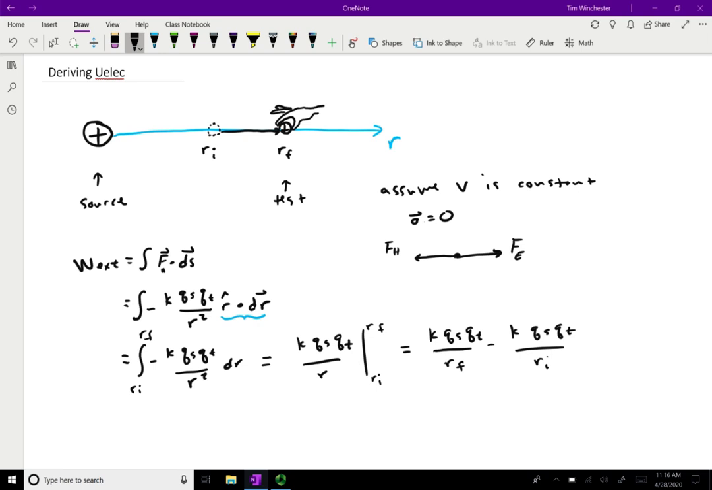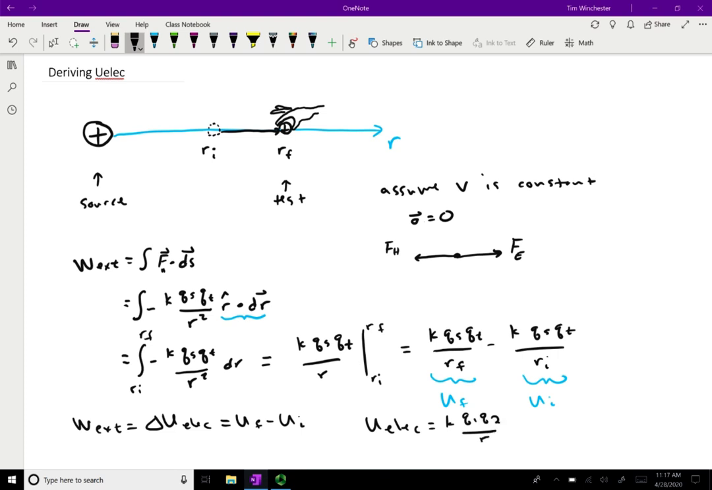In this case, because the speed is constant, the kinetic energy is constant, and so the only energy that's changing is the potential energy. So what we have is that the external work is equal to the change in electric potential energy, which is, of course, U final minus U initial. Since we calculated the work and we're associating that with U final minus U initial, this one's U final, and this one is U initial. So this gives us a formula for the potential energy. The potential energy is just k q1 q2 over r, and that's it.